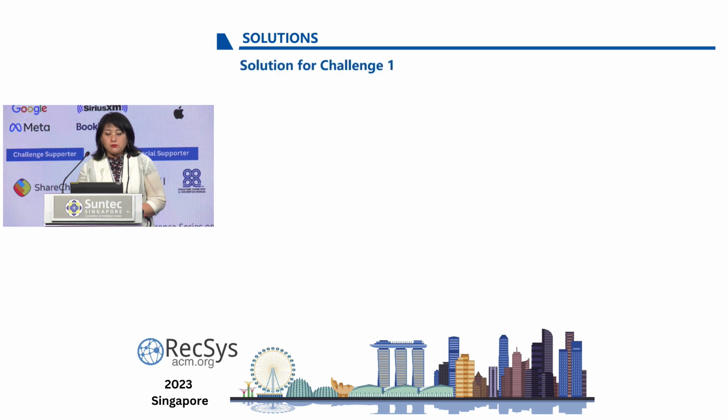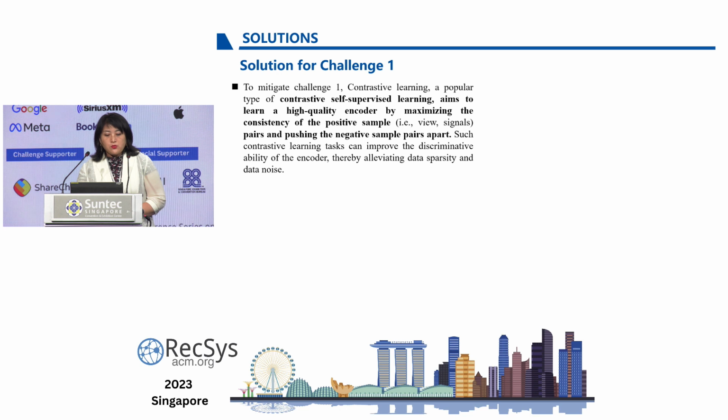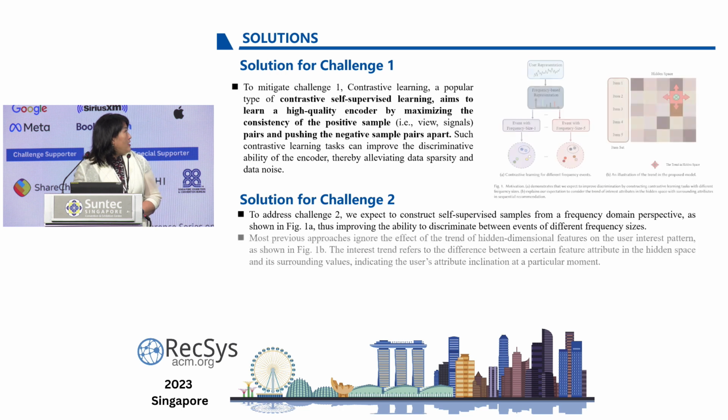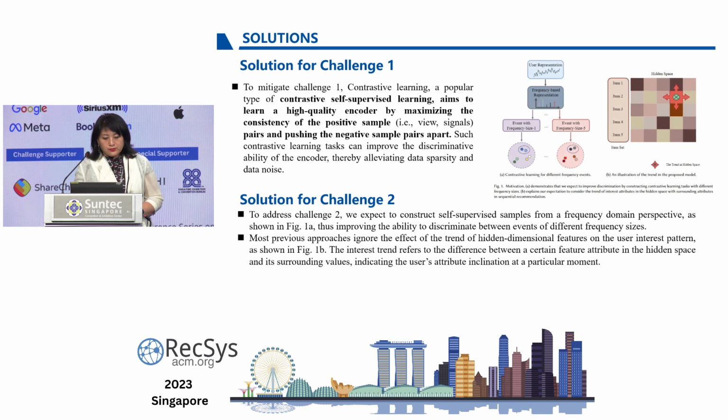The solution for challenge one: we propose a contrastive self-supervised learning model aiming to learn a high-quality encoder by maximizing the consistency of the positive signal pairs and pushing the negative signal pairs apart. And for the solution for challenge two, we expect to construct self-supervised signals from a frequency domain perspective, as shown in figure 1a, and improving the ability to discriminate between events of different frequency sizes.